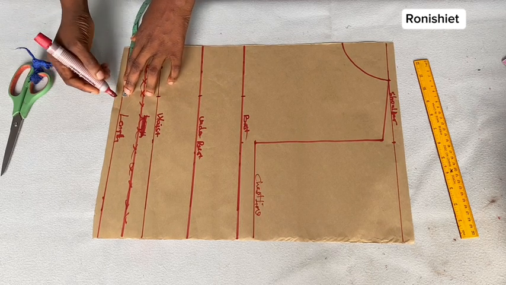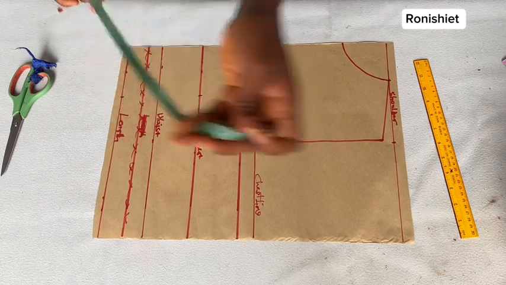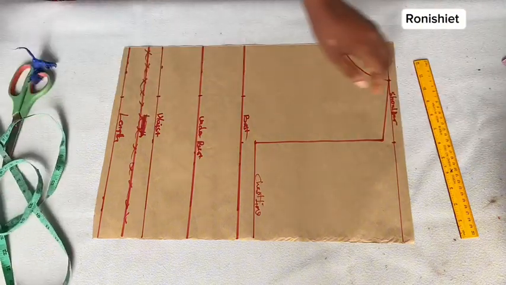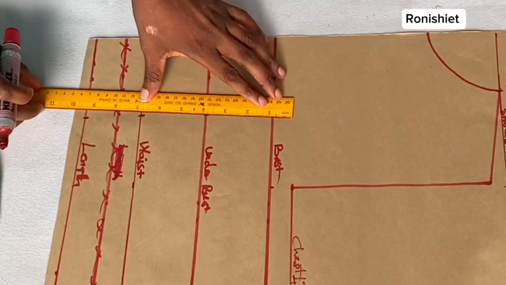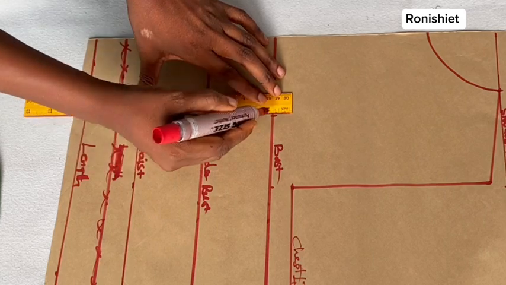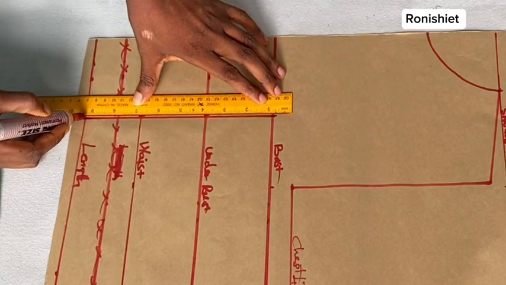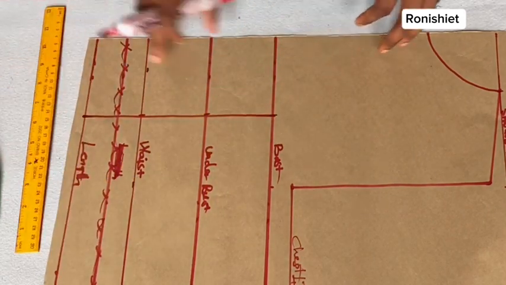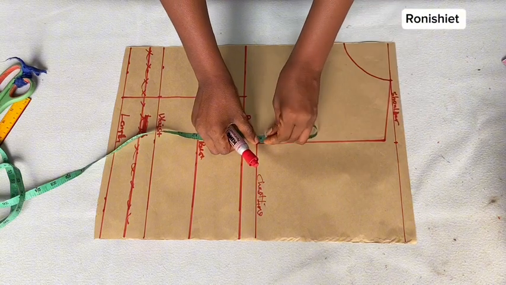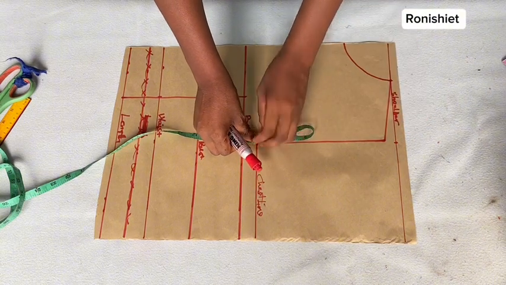So that 4 inches is now what I'm going to be using to mark out on the bust, waistline, and the length line. And now with my ruler, I'm going to go ahead to connect them together in a straight line. The next thing is to find the midpoint at the armhole depth.